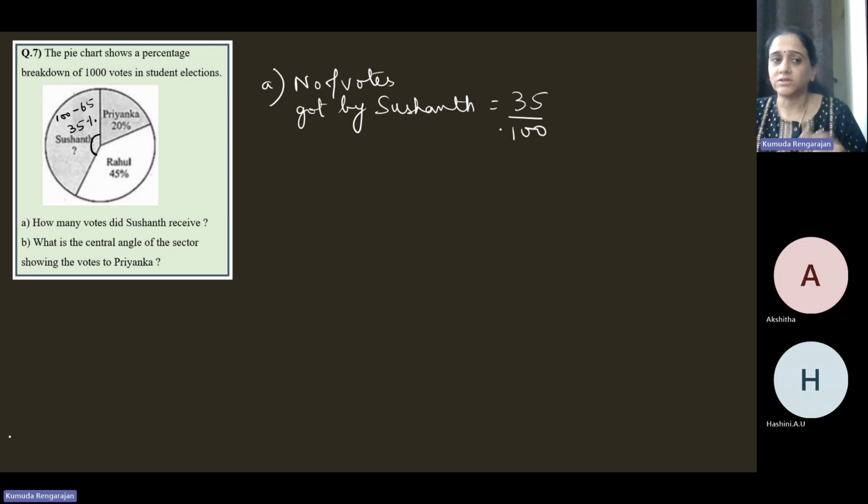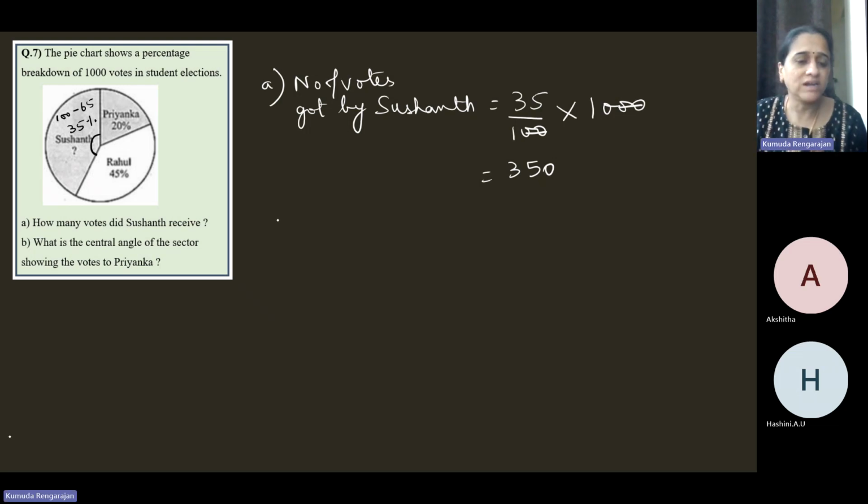So 35% by 100%, that's the total. If it is 35 degrees, then by 360 degrees, into always the total number of votes here. So 1000. Since it's easy to simplify, I'm working this: 350. Sushant receives 350 votes. Then what is the central angle of the sector showing the votes to Priyanka?